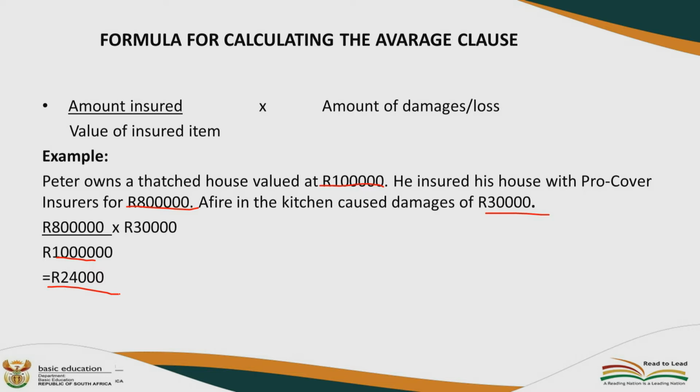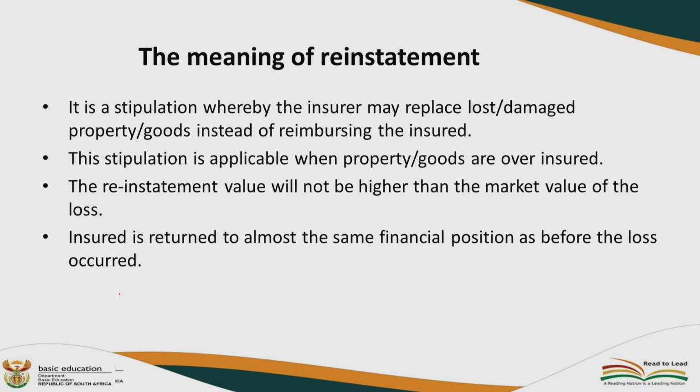The question is, what happens if the property is over insured? What is it that the insurer will do? This is what the insurer will do. They will reinstate. Let us look at the meaning of reinstatement. Reinstatement is a stipulation whereby the insurer may replace the lost or damaged property instead of reimbursing the insured. Meaning that, like I mentioned earlier on, the insured is not going to get the money, but they will instead replace the building or rebuild the building if it caught fire. This stipulation is applicable when goods are over insured.